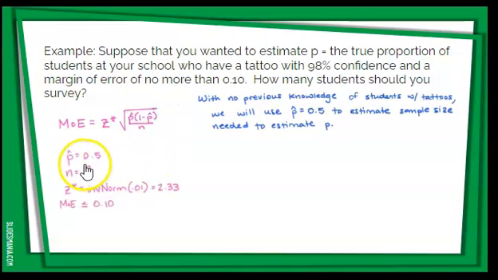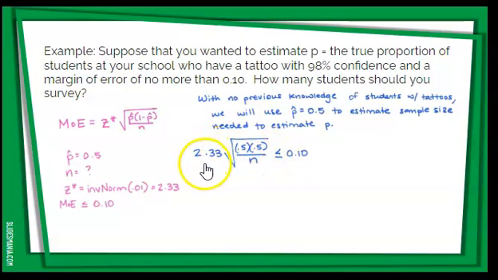What do they give us? Well, n is the unknown. Z star, we can find Z star like we've done before because it's a 98% confidence level. And we know our margin of error has to be less than or equal to 0.1. So what I'm going to do is take this equation and put less than or equal to 0.1. And I'm going to put in the values that I know. I know Z star is 2.33. And I know p-hat is 0.5, and 1 minus 0.5 is still 0.5, divided by n, my unknown, all of this.